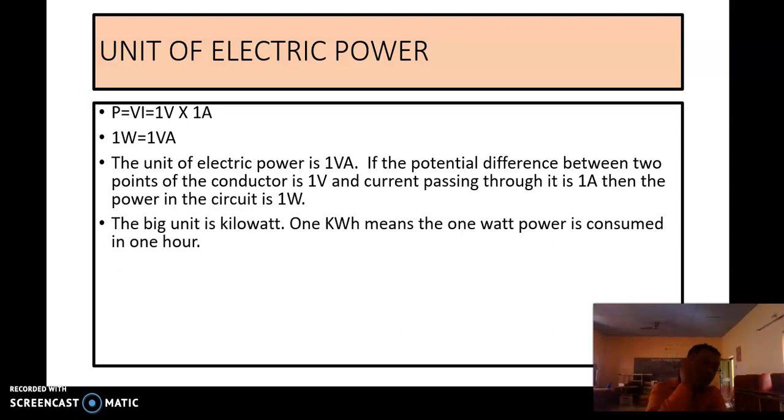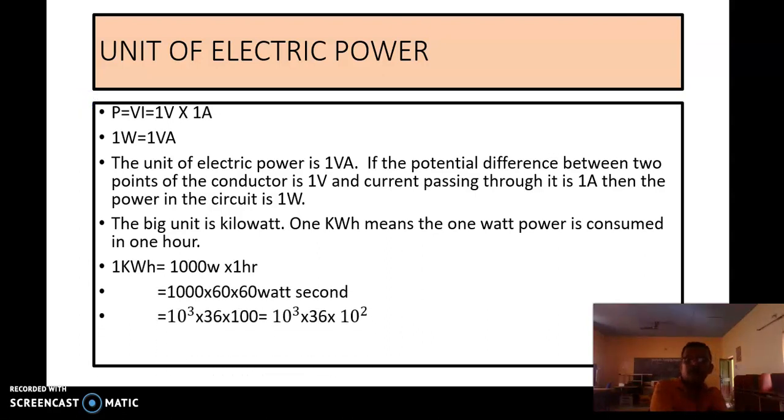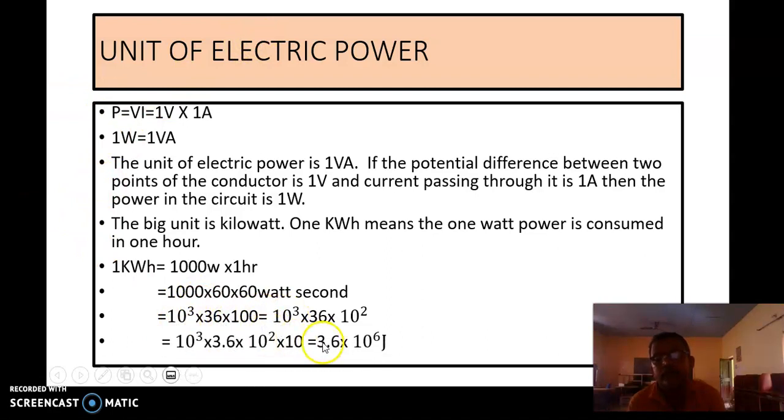The bigger unit used is the kilowatt hour. So 1 kilowatt hour equals 1000 watt for 1 hour. 1 hour converted into seconds is 3600 seconds. 1000 into 3600, so 10 to the power of 3 into 36 into 10 to the power of 2. If you convert this to 3.6 into 10 to the power of 3, 10 to the power of 3 into 3.6 into 10 to the power of 3, you get 3.6 into 10 to the power of 6 joule.